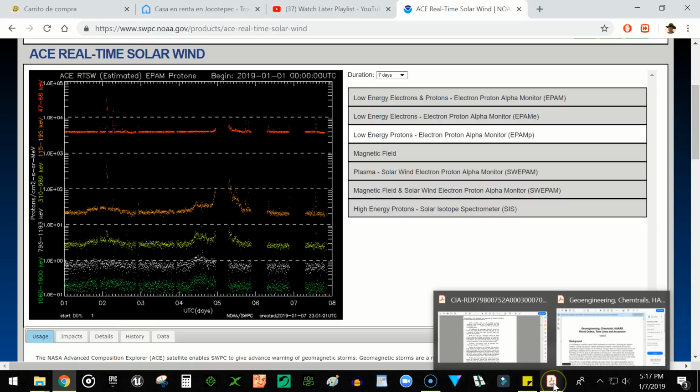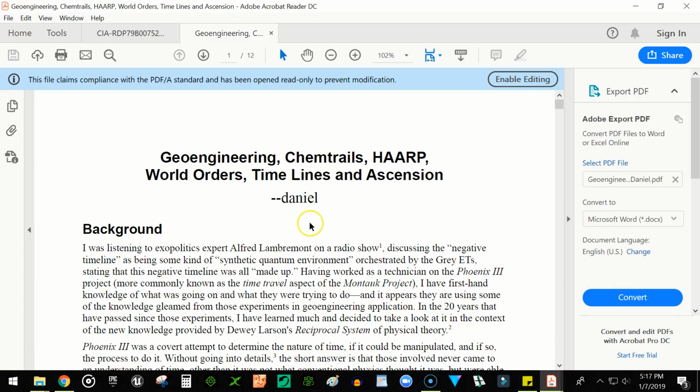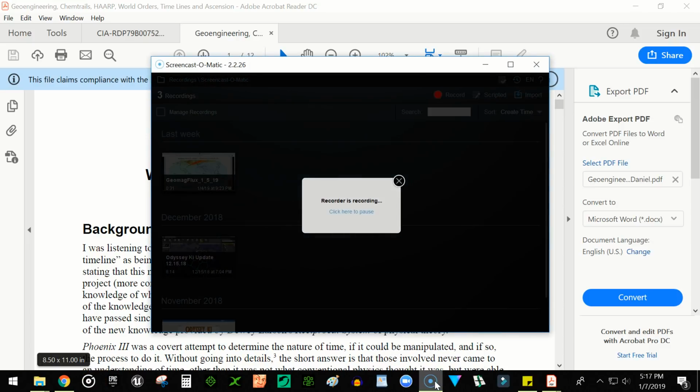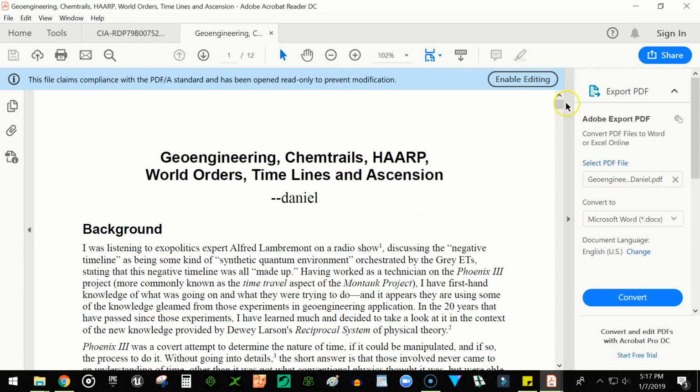Okay, so then the last thing I wanted to share, and I'm probably not going to do all of it. I'm going to pick a section of this document that was written by Daniel. I don't know who gave me the document, where it came from. I wish I did. I'd like to thank him because I've referred to it a couple of times. And the title of it is Geoengineering, Chemtrails, HARP, World Orders, Timelines, and Ascension. Okay, so let me go back to this to make sure we're still okay. We're still recording.